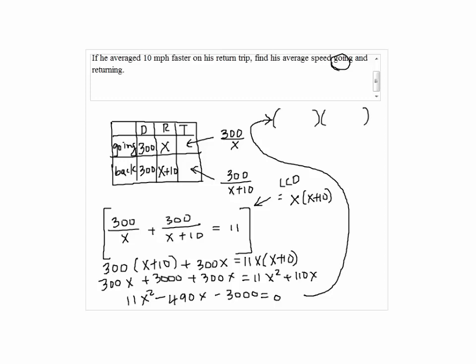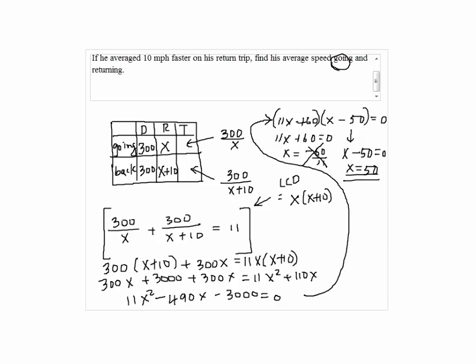So we can factor that as (11x plus 60) times (x minus 50) equals 0. So we have 11x plus 60 equals 0, which will give us x equals negative 60 over 11. This cannot be the answer because the answer should be a positive number. So the other answer will be x minus 50 equals 0, so x equals 50.